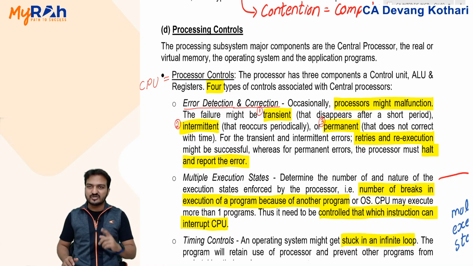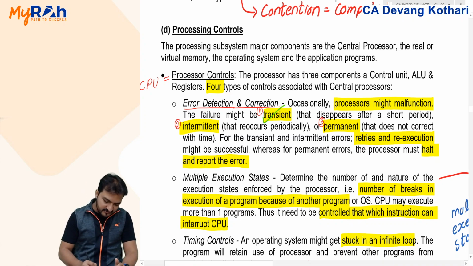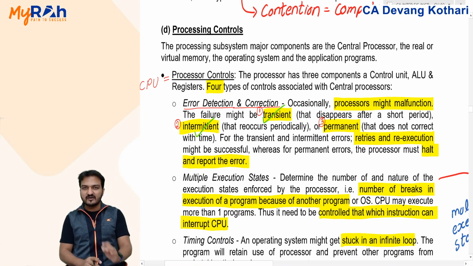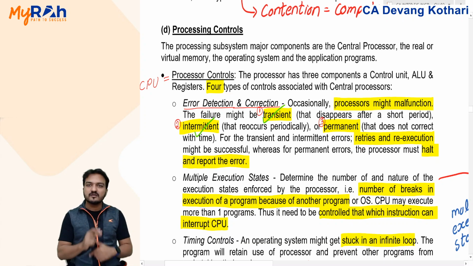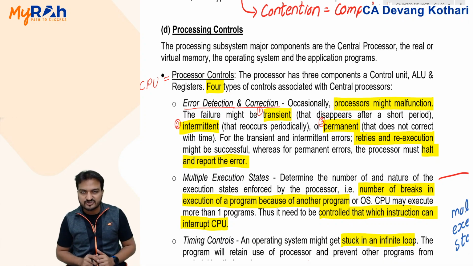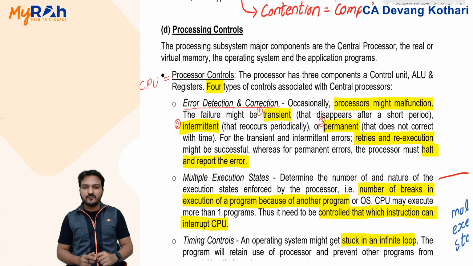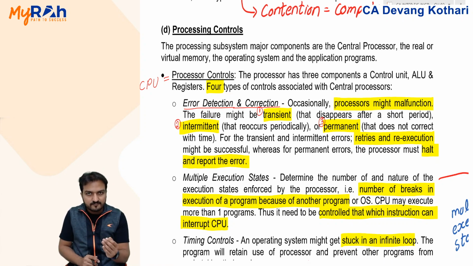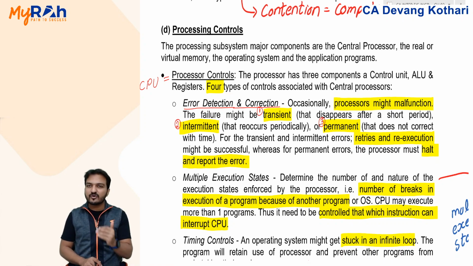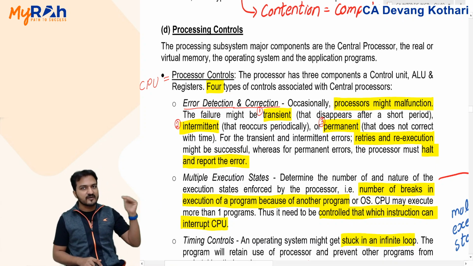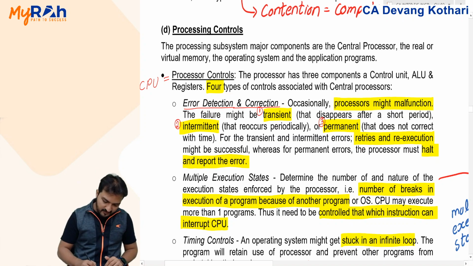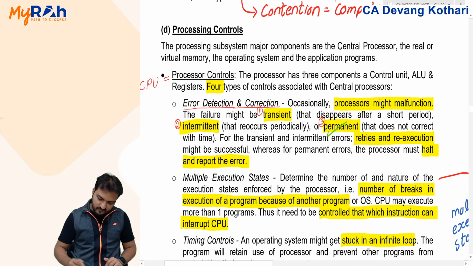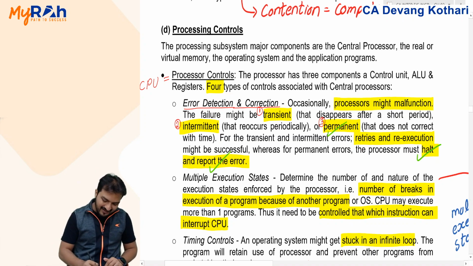Retry and re-execution can resolve transient and intermittent errors. If you made a silly calculation mistake, then retry might solve it. But if you are conceptually wrong, then retry and re-execution will not give you the answer. You will have to ask someone to clarify the concepts. That is like a permanent error, where the processor will halt and report the error.